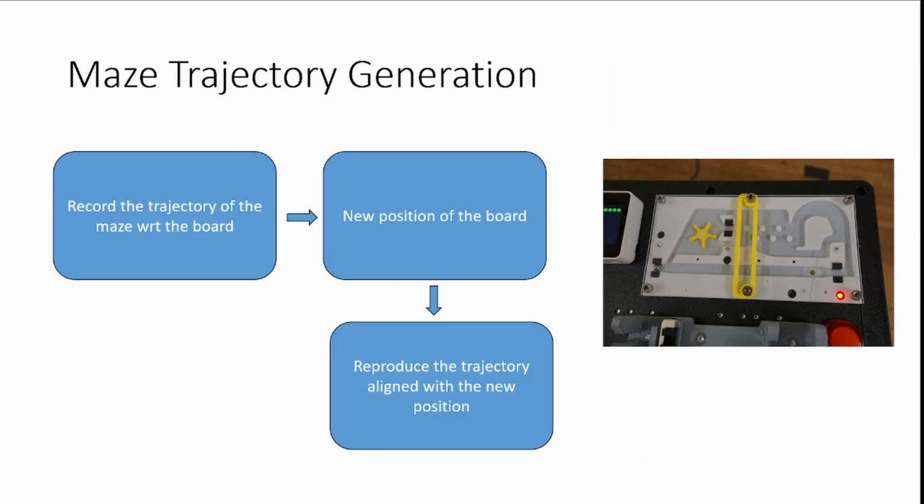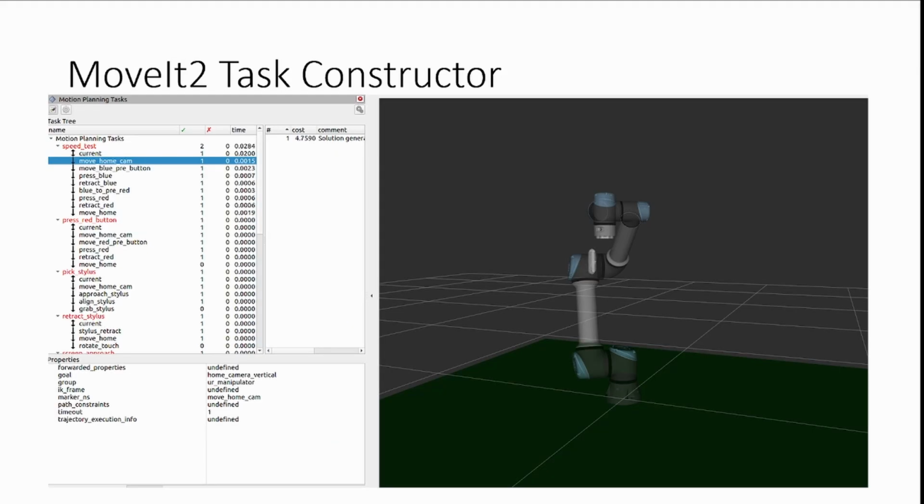To address the main task, we decided to record one execution of the path with respect to the board, and then reproject it onto the new position of the board when we move it inside our workspace. To control the motion of our robot, we decided to use the MoveIt task constructor. Our idea is to associate a set of MoveIt tasks to each movement of the robot, for example, pressing the red button or picking the stylus. The MoveIt task constructor allows us to have high control over the creation of each sub-trajectory during each task.